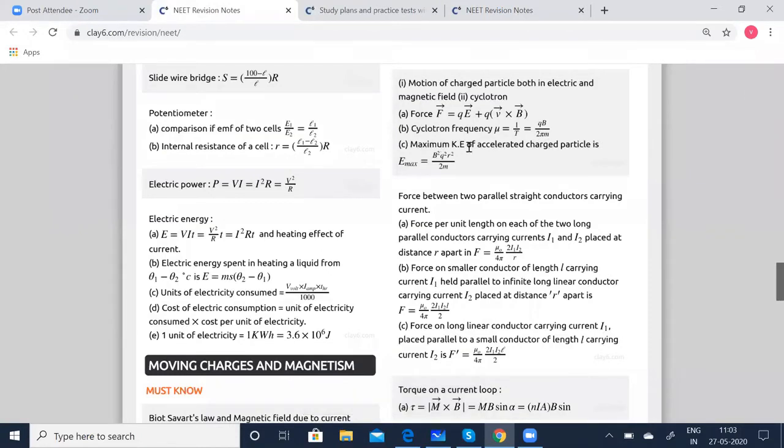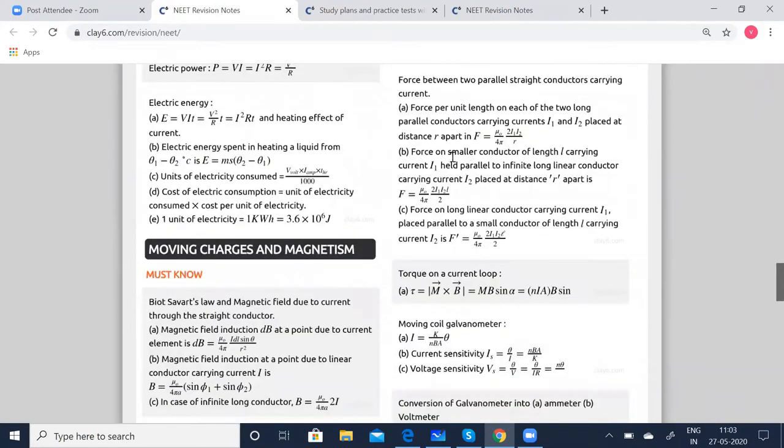Next is maximum kinetic energy of an accelerated charged particle, given by Emax. The accelerated particle is now going to obtain maximum kinetic energy. That is given by Emax is equal to B squared q squared r squared by 2m.